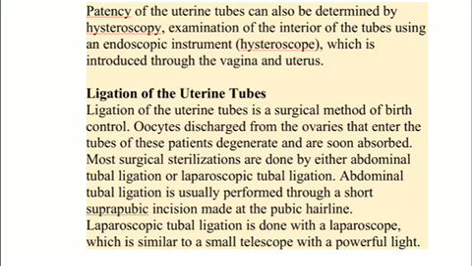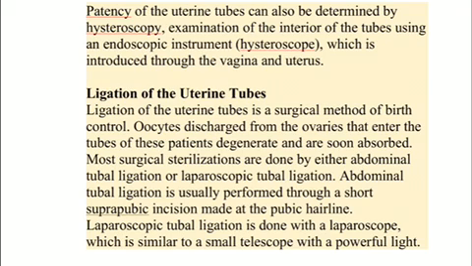Most surgical sterilizations are done by way of abdominal tubal ligation, or you could do laparoscopic tubal ligation. Abdominal tubal ligation is usually preferred, and it's usually performed by means of a short suprapubic incision made at the pubic hairline.